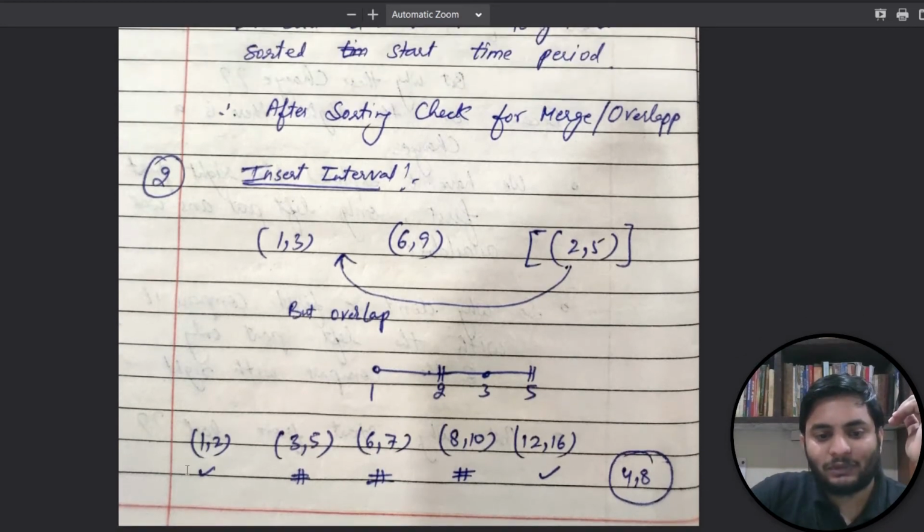For this case, I'm showing intervals: 1 to 2, 3 to 5, 6 to 7, 8 to 10, 12 to 16, and I want to insert the interval 4 to 8 right in between them. Is 1,2 overlapping with 4,8? No, so this is right. Is 3,5 overlapping with 4,8? Yes, it is, so I mark that with a hash.